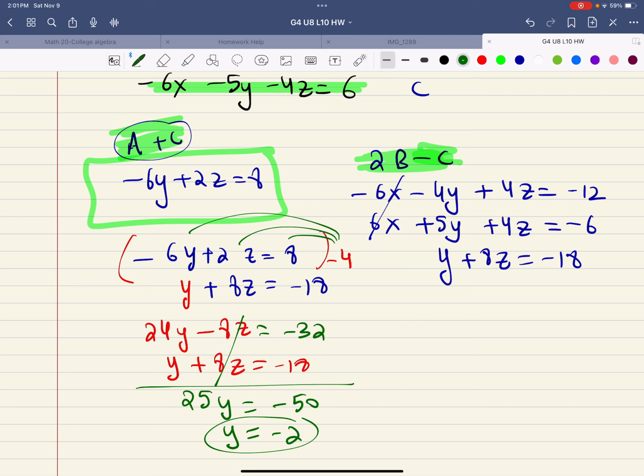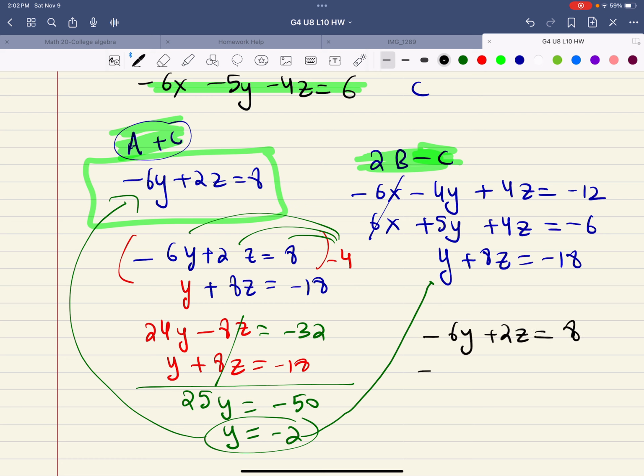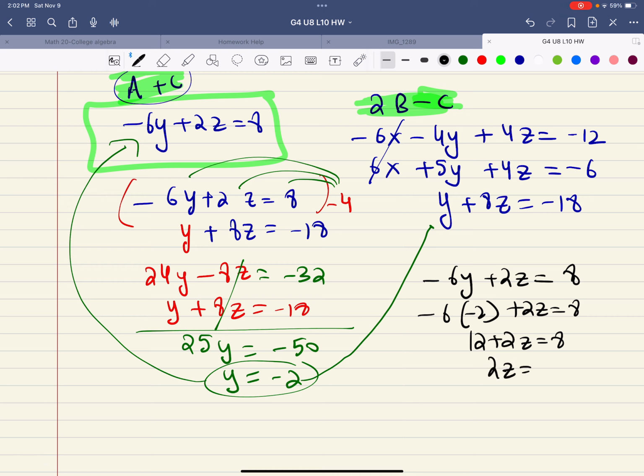And once we know the y, we can plug this y back into this equation or this equation, doesn't matter which one. Let's plug it into negative 6y plus 2z equals 8. So negative 6 times y, which is negative 2, plus 2z equals 8. 12 plus 2z equals 8. 2z is 8 take away 12, which is going to be negative 4. z comes out to be negative 2.